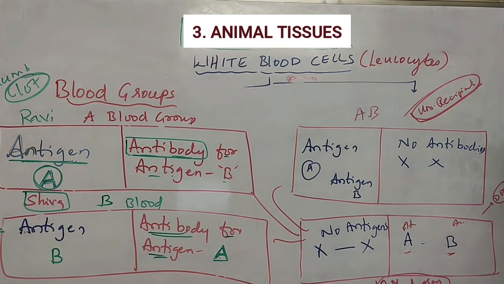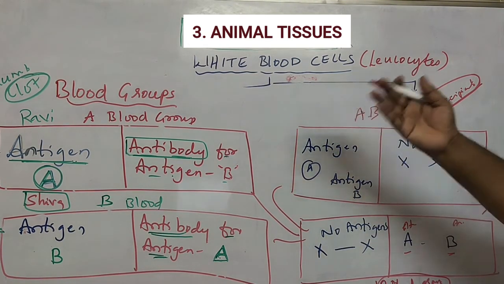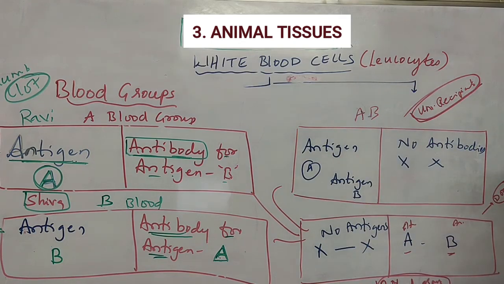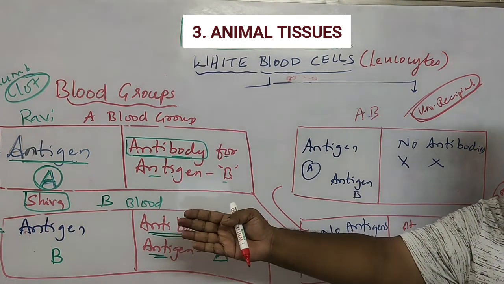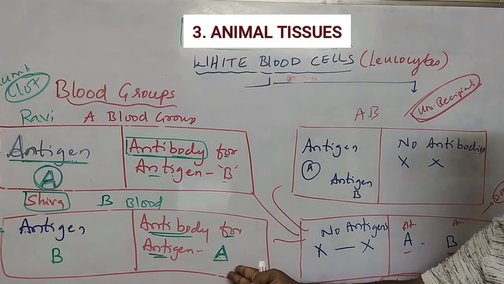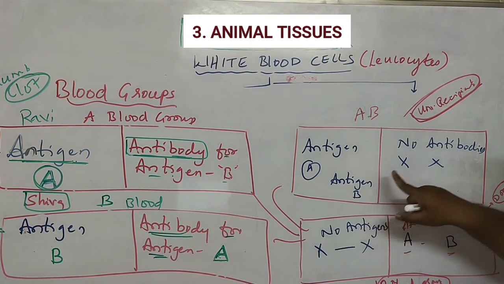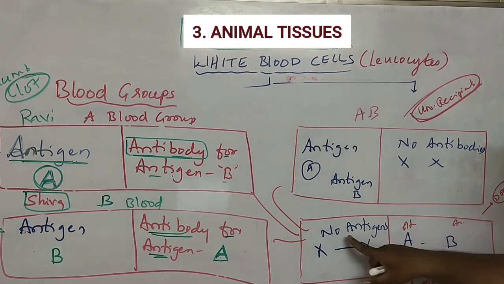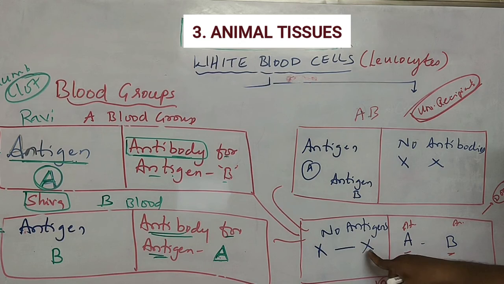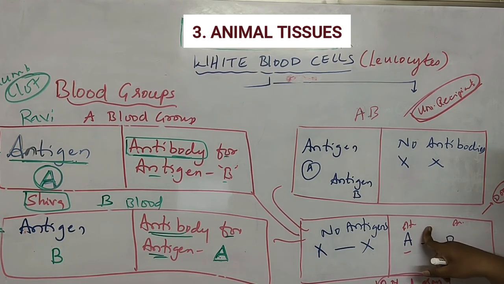Is it clear? So A blood group will have antigen A and antibody for antigen B. B blood group will have antigen B and antibody for antigen A. And here AB blood group will have antigen A and antigen B, but there will be no antibodies. And here O blood group, you have no antigen A or antigen B, but antibody for antigen A and antibody for antigen B are present in it.